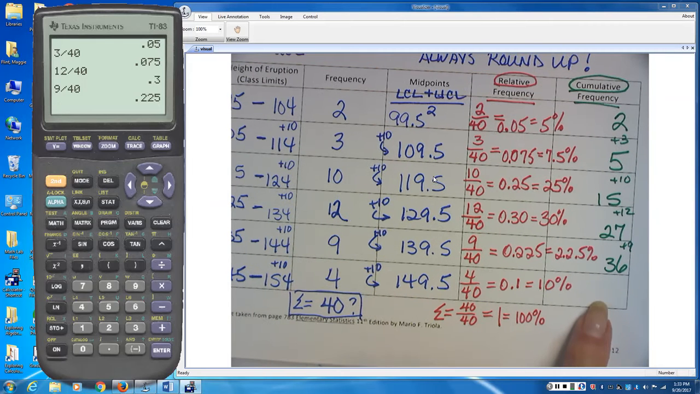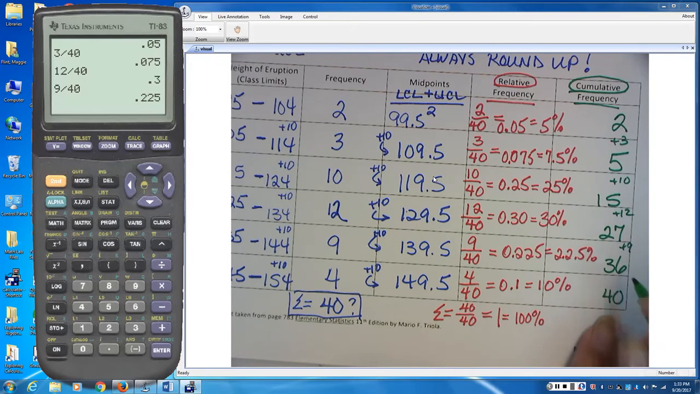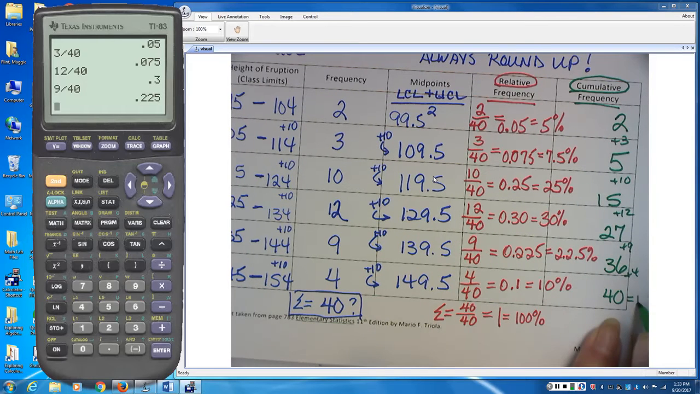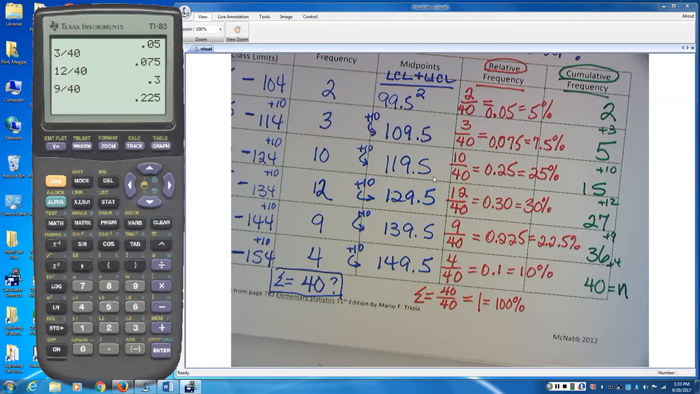And what should this last one always be? The total data values, because at this point I've got them all. So when I add 4 to 36, I should have all of them. And N, like I said before, I think, is called the sample size. So the cumulative frequency for your highest class should be the total of all the data values, because you should have accumulated all of them in at that point.